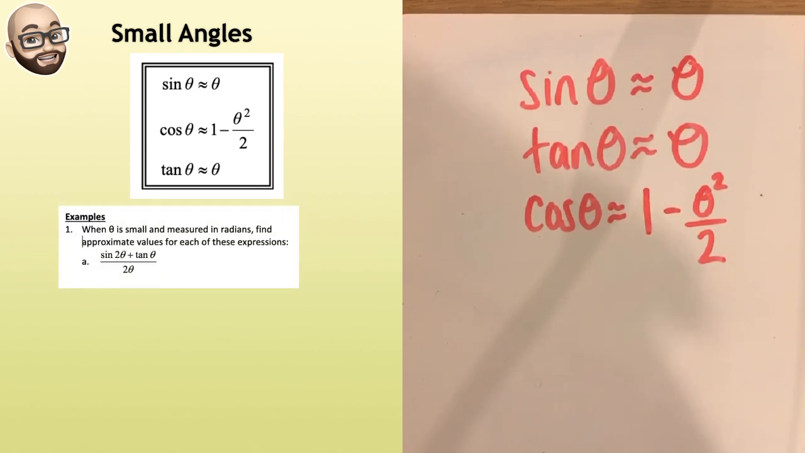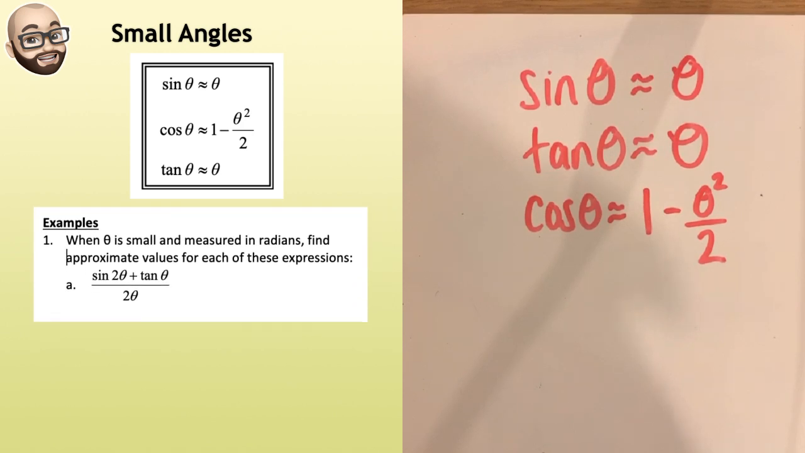Here's the first one. It says, when theta is small and measured in radians, find approximate values for each of these expressions.